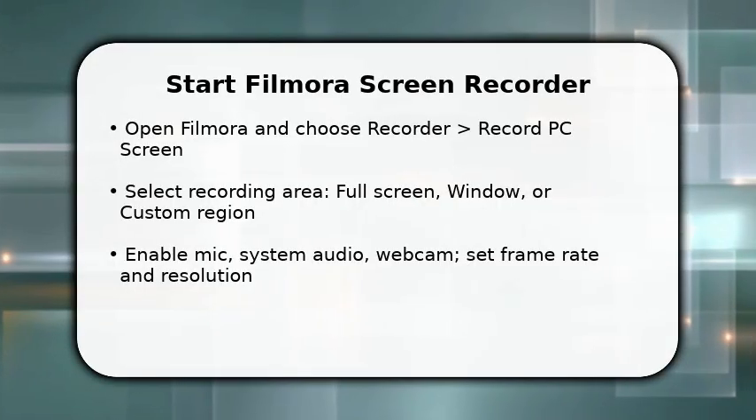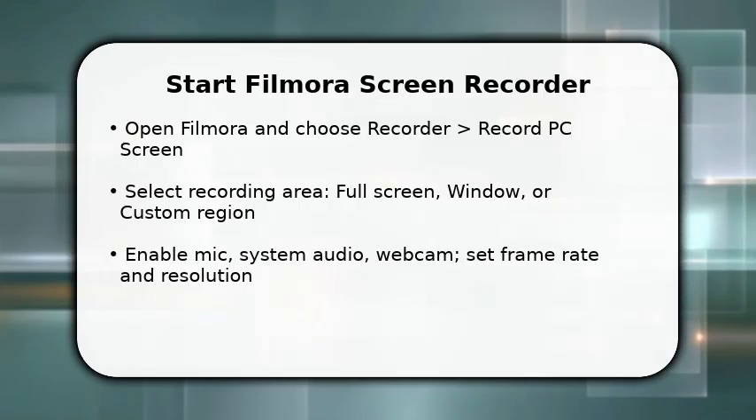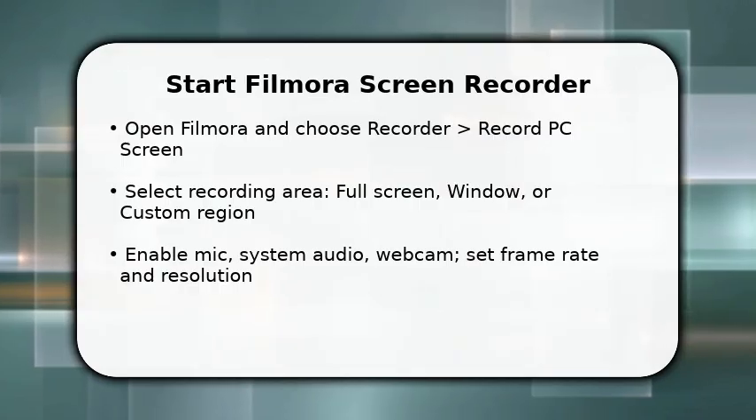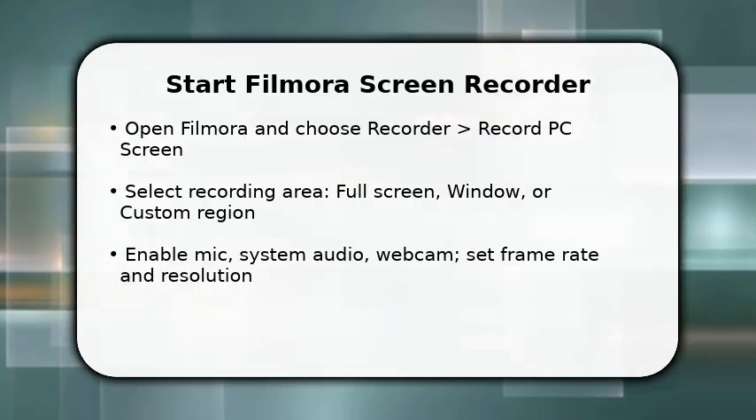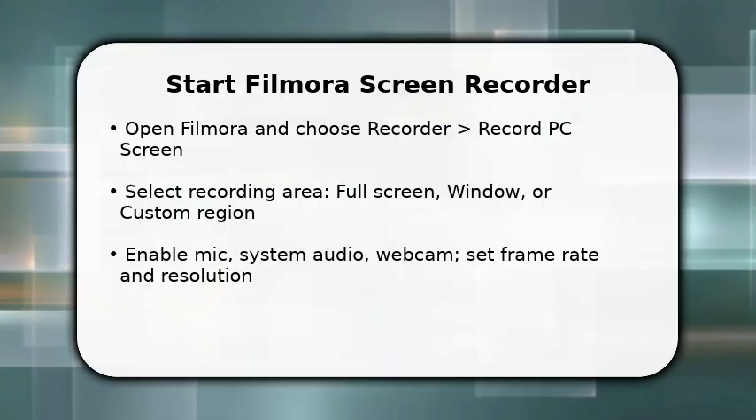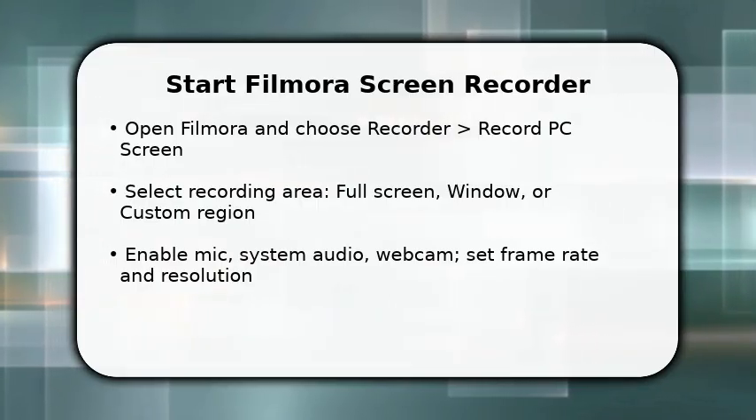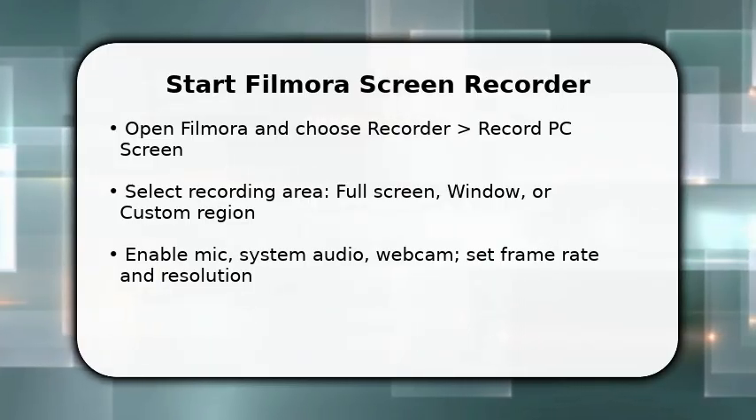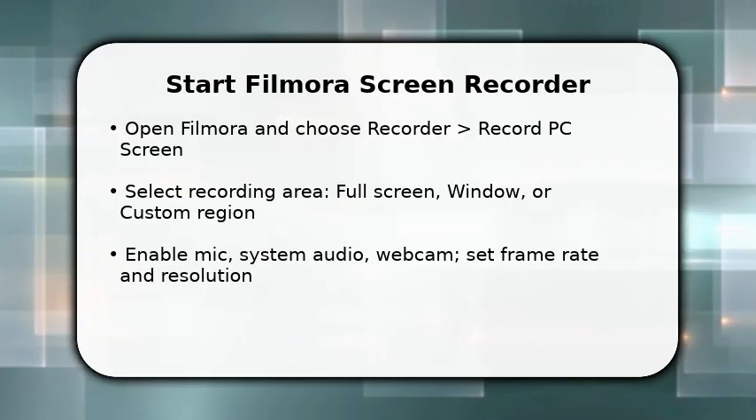You'll begin by launching Filmora and opening the built-in screen recorder. Choose the recording area immediately: full screen, a specific window, or drag a custom rectangle, because your capture depends on this selection. Once chosen, enable mic and system audio as needed, and toggle webcam overlay if you want picture-in-picture.